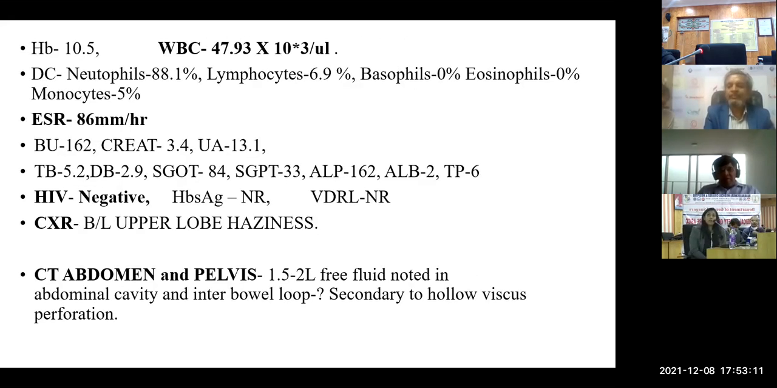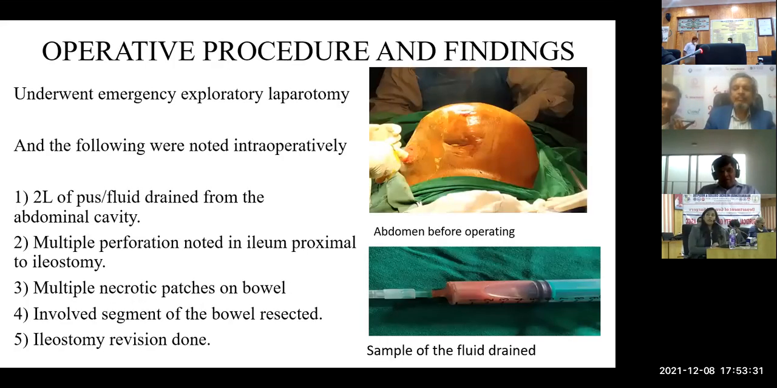Hemoglobin was 10.5, WBC count was raised, ESR was raised, RFT and LFT were deranged, HIV was negative. Chest X-ray showed bilateral upper lobe haziness. CT abdomen and pelvis showed 1.5 to 2 liters of free fluid in the abdominal cavity and interbowel loops, query secondary to hollow viscus perforation. The patient underwent emergency exploratory laparotomy and the following were noted intraoperatively.